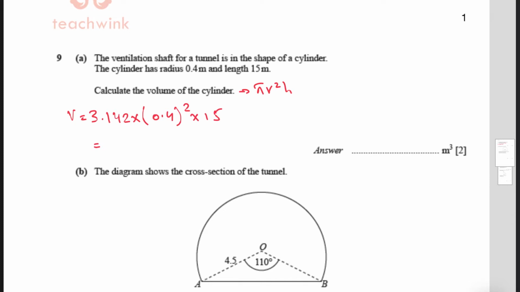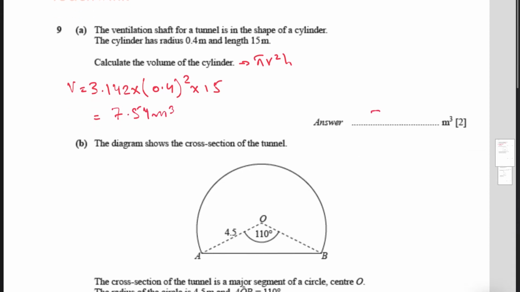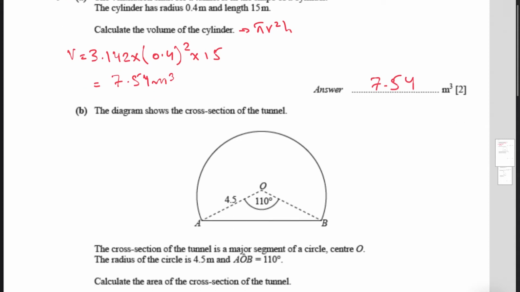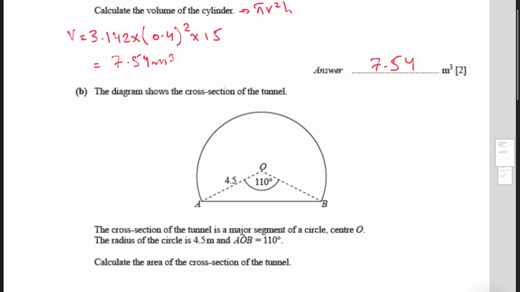So you do 3.142 times 0.4 squared times 15. This gives us 7.54 meters cubed. So you write 7.54 meters cubed and the final answer over here, 7.54. Okay. The next part says the diagram shows the cross section of the tunnel. Here is the cross section.